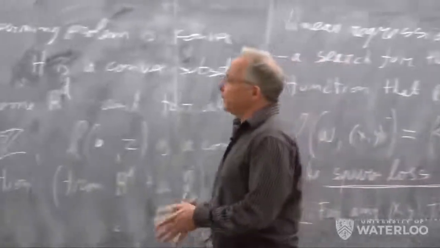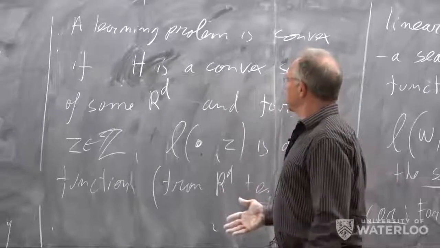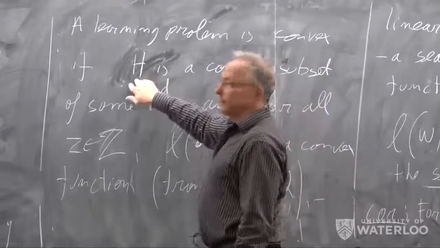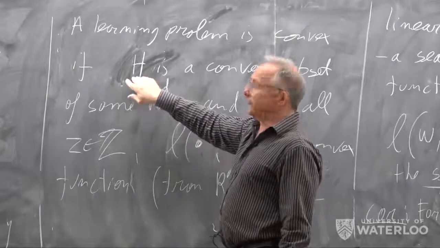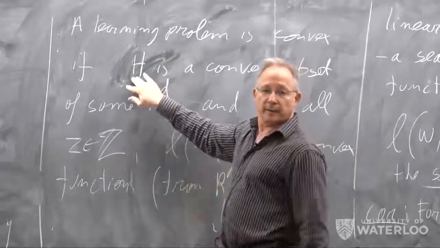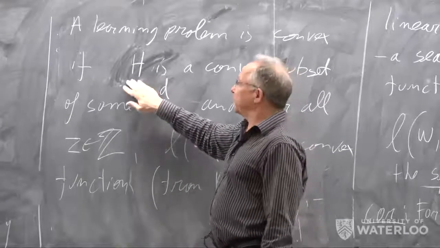Now, so far we talked about H's, which were functions that predict. Suddenly, my H's here is a subset of R^d. But I can think of it as linear predictors, where the w is just the vector of coefficients of this linear predictor. OK, so that's as far as we can do today.